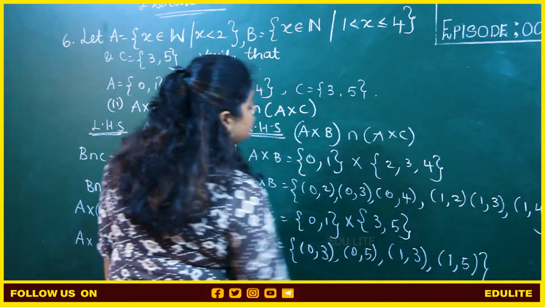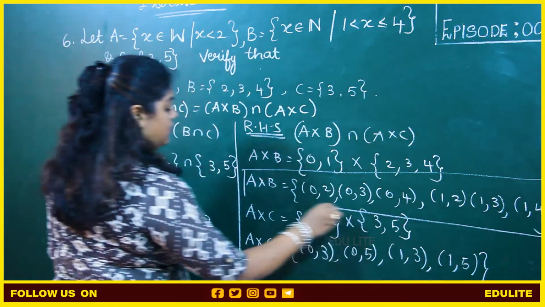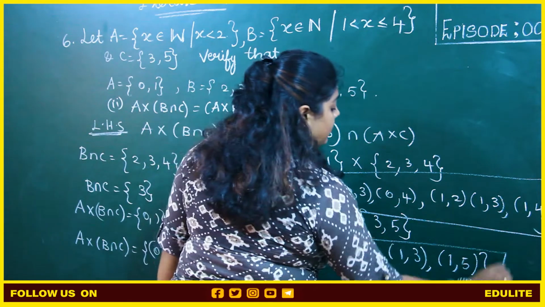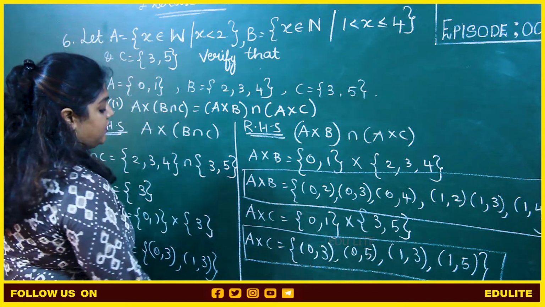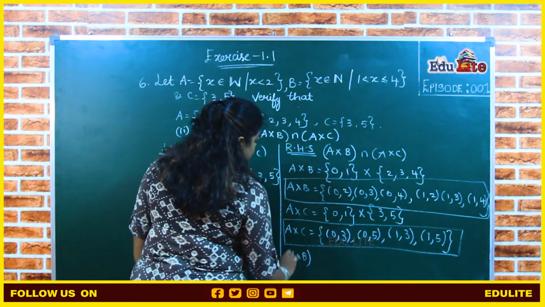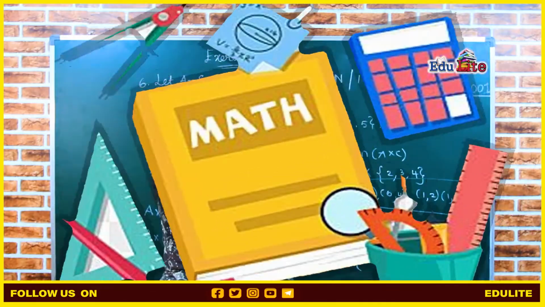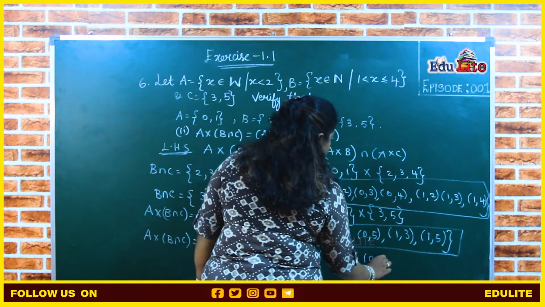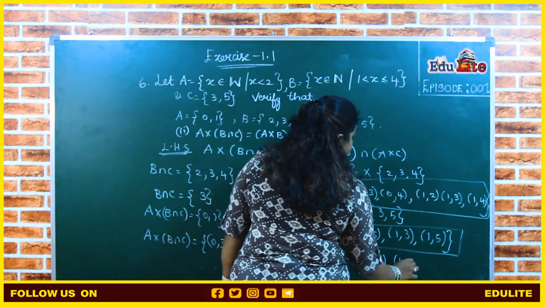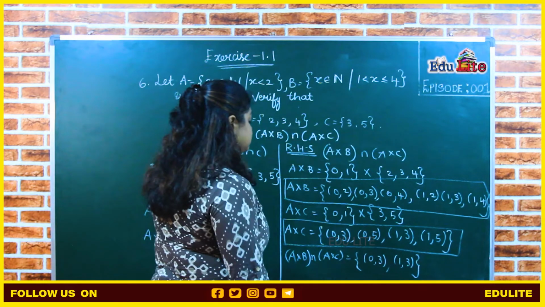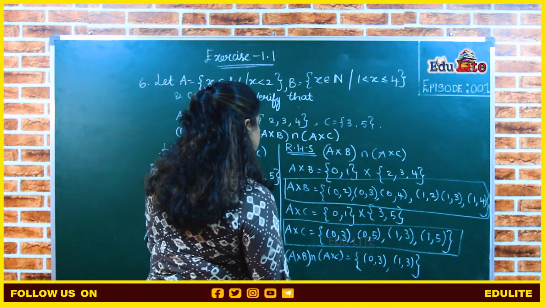What is the next step we have to do? We have to find out the intersection between A cross B and A cross C. What is an intersection? Intersection means only taking the common elements between those two cross products. So, A cross B intersection A cross C. What are all the common elements in the two cross products? (0, 3) is common. And what else is common in both? (1, 3). Only two ordered pairs are common in A cross B and A cross C, which are (0, 3) and (1, 3).